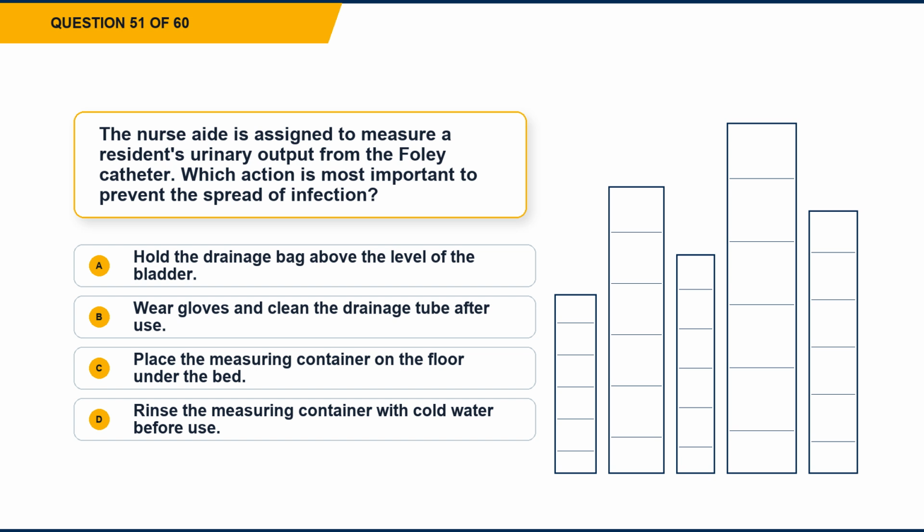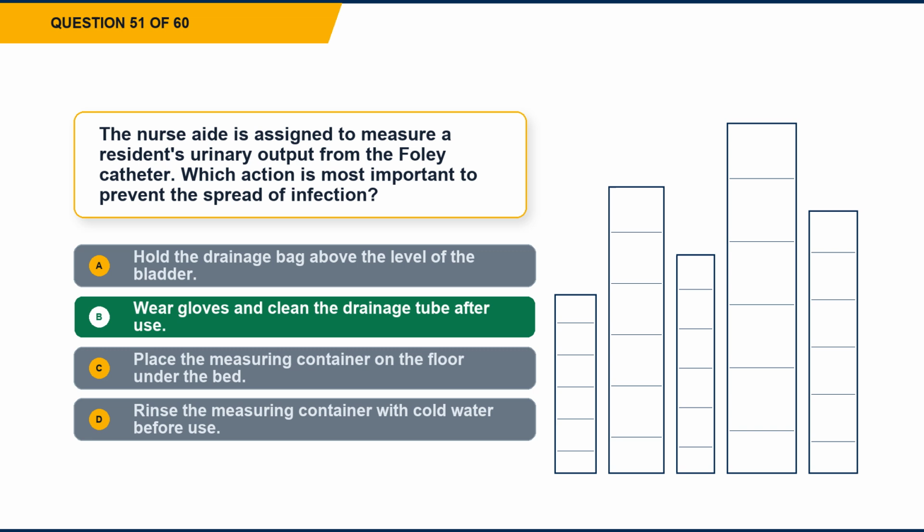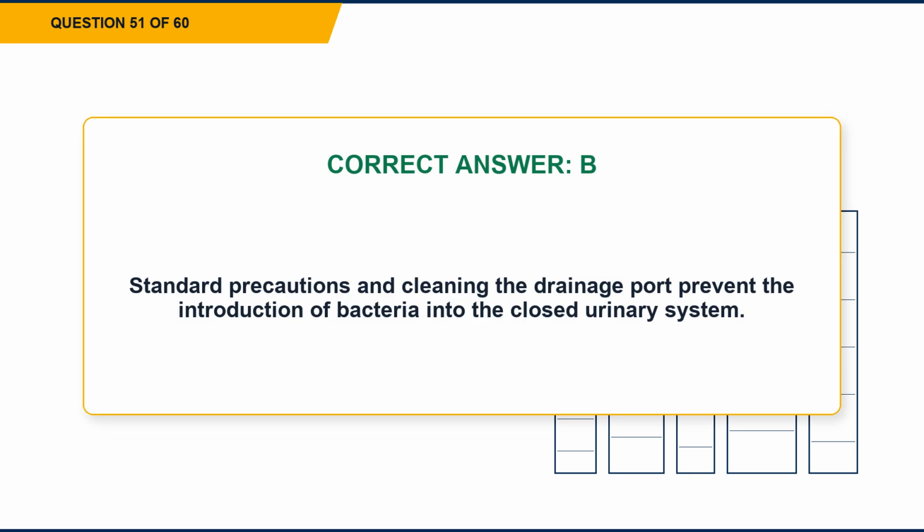Option B. Wear gloves and clean the drainage tube after use. Option C. Place the measuring container on the floor under the bed. Option D. Rinse the measuring container with cold water before use. The correct answer is option B. Wear gloves and clean the drainage tube after use. Explanation. Standard precautions in cleaning the drainage port prevent the introduction of bacteria into the closed urinary system.